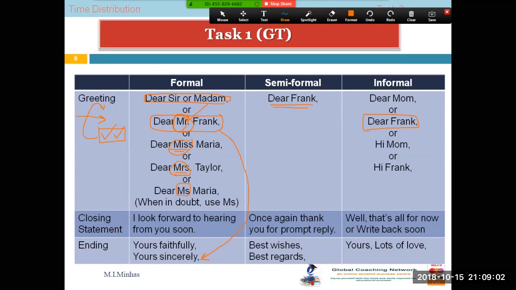So if we know the name, if you know the name and you write the name here, then your ending would be yours sincerely. But if you don't know the name and you're writing dear sir or madam, in that case, your ending would be yours faithfully. Clear?